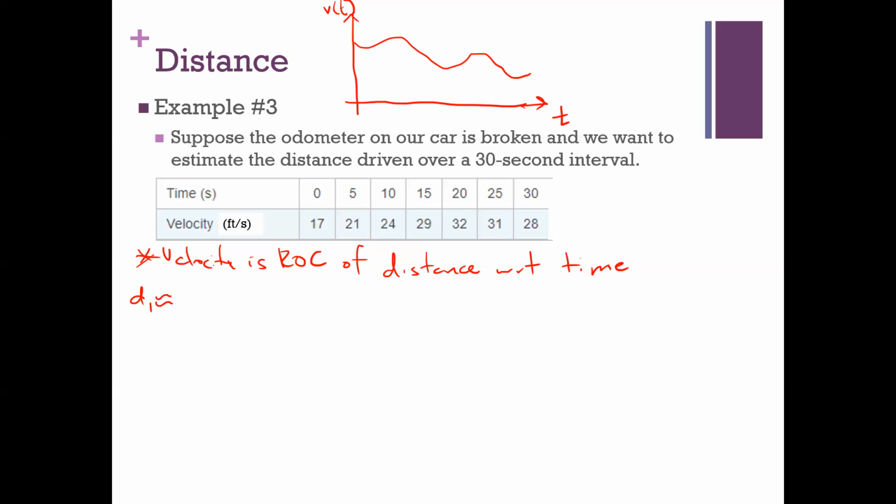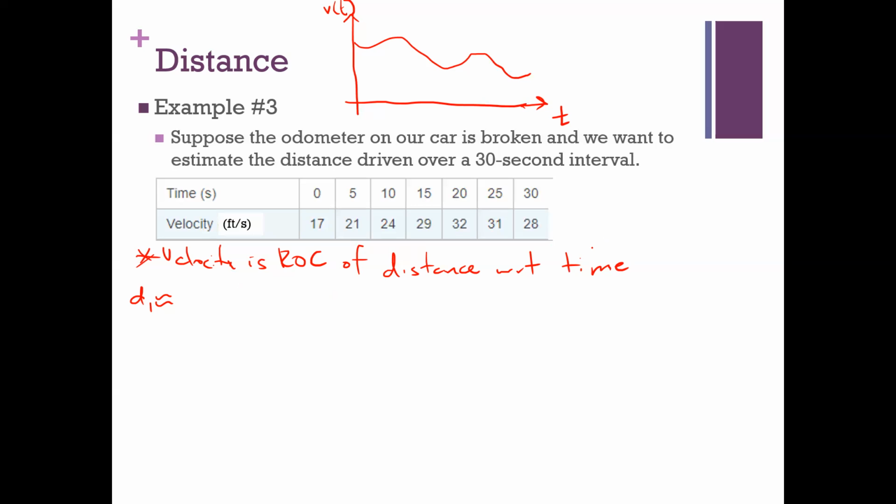So velocity is a rate of change of distance over time, right? I know something about the rate of change of distance over time. I would like to use that to figure out what the changing distance is. So, right, the antiderivative of my velocity is going to be the distance. I don't really have a formula or an algebraically defined function here, but what do I know?